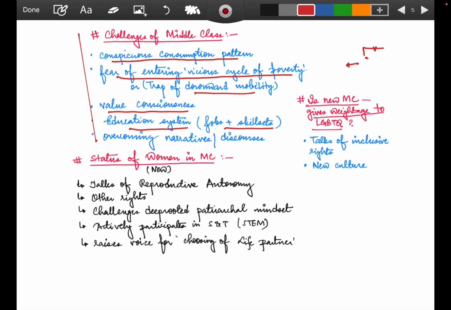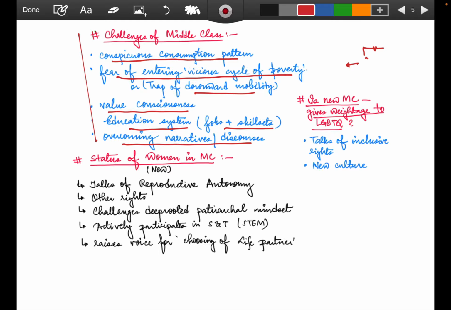So how the education system, how jobs plus skill sets is the main challenge, that if these paper leakages and everything are happening, who is affected? Exam is not getting conducted, or if it is not fair enough, who is affected? Who is in this class? Who is in the service class? So this is the linkage, right? Overcoming narratives or discourses. There are many things that go on in and around society that he or she has to face as a challenge, right?